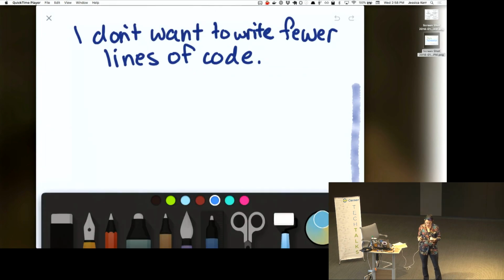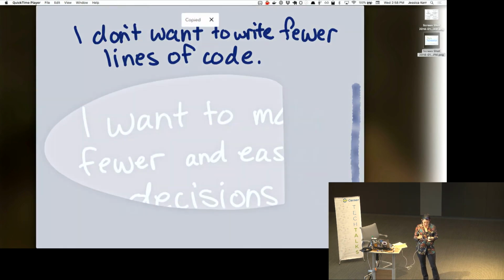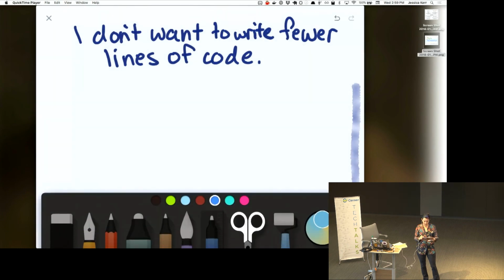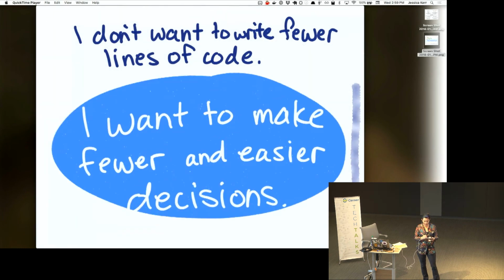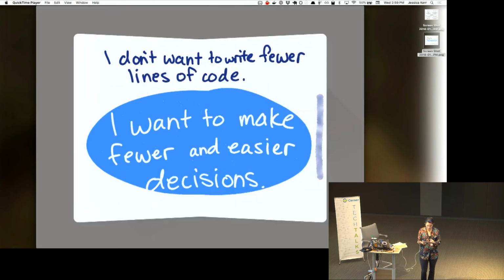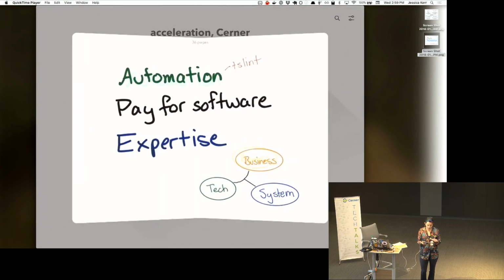So I don't want to write fewer lines of code. Whoop. Ooh, you can almost see it. I want to make fewer and easier decisions. And to do that, I need the expertise in the business. These are my creplets. Every decision is a creplet.